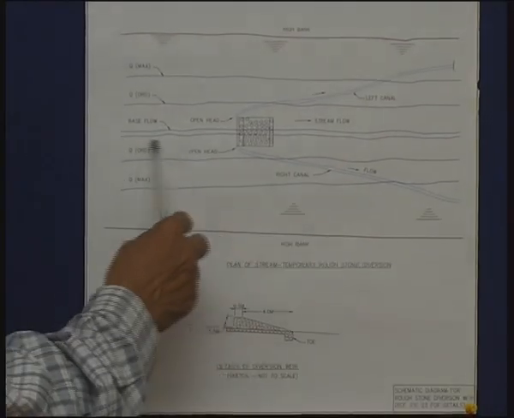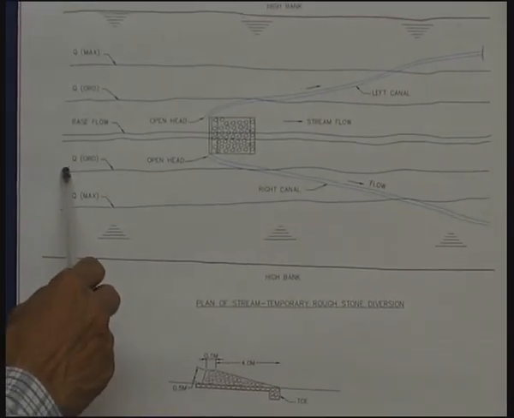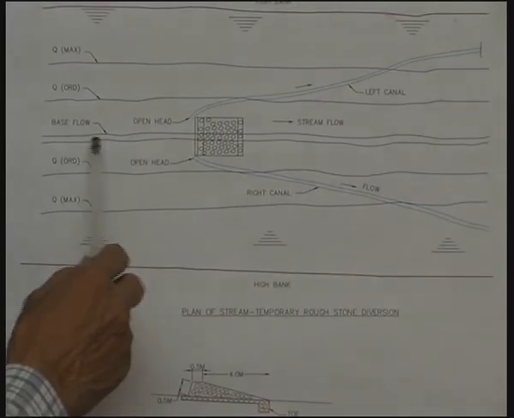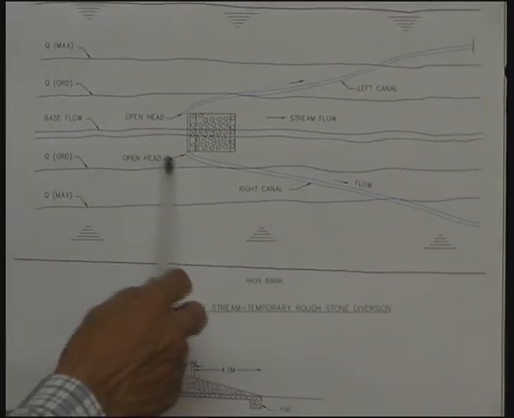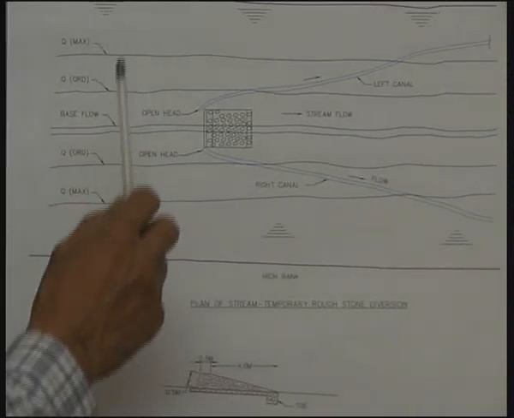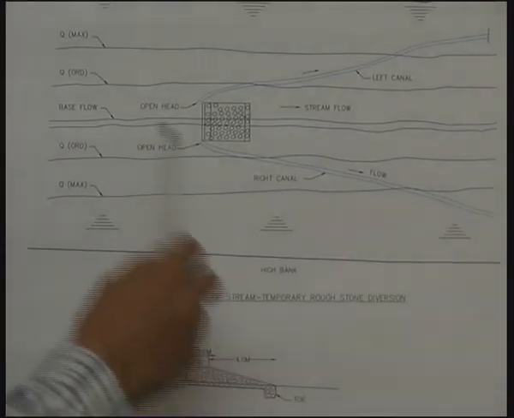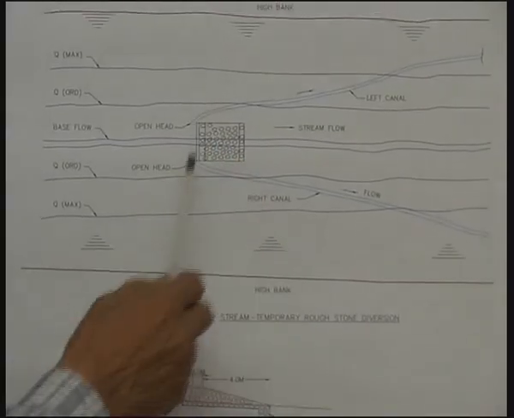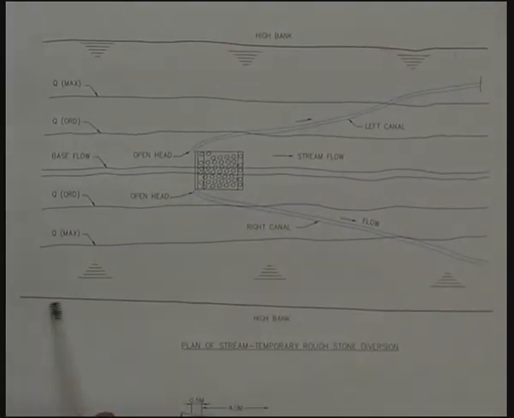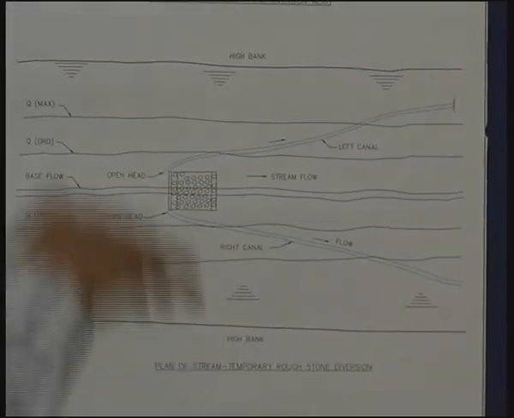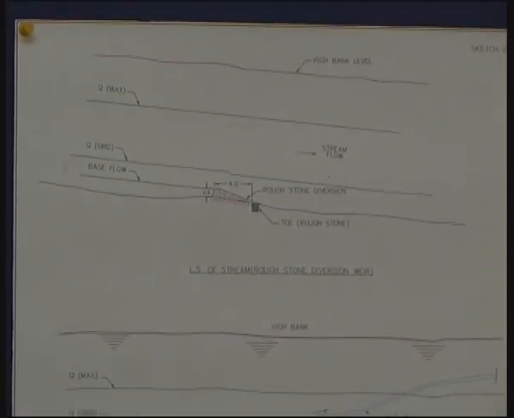This is the plan of a stream, and this is the ordinary flood level in the stream. When it is in floods, the water spreads up to this side and this side, and when a maximum flood occurs, it will spread up to this far on both sides of the stream. And this is the bank level, high bank level, all seen in the plan as we see it from top. That is what's called plan.